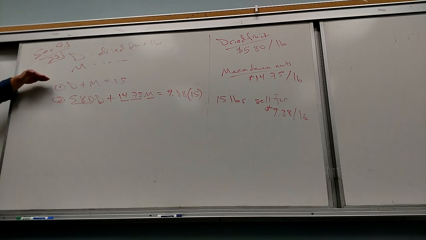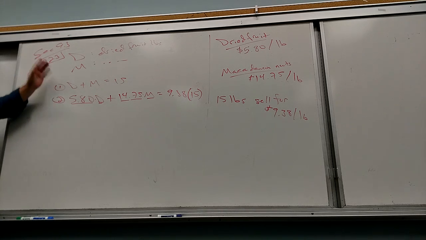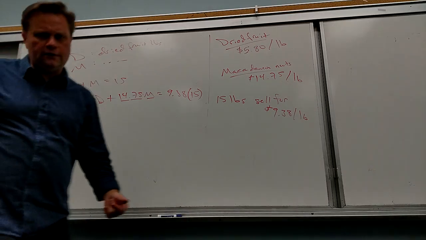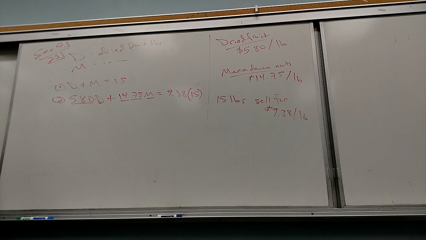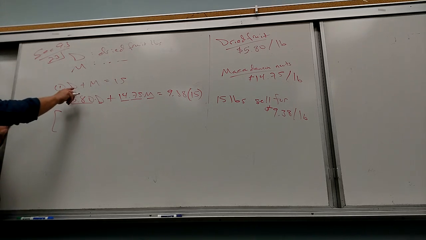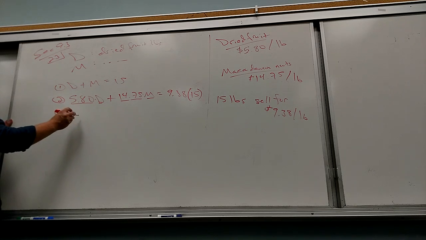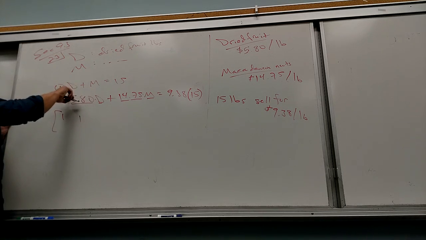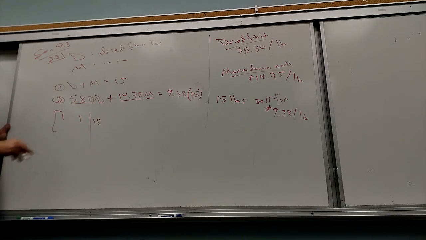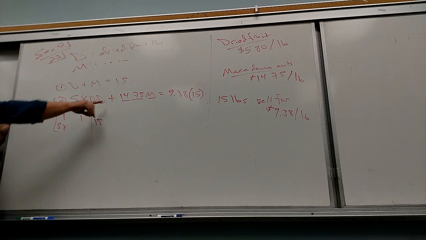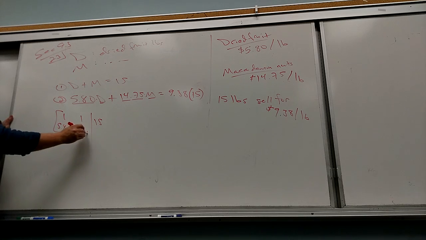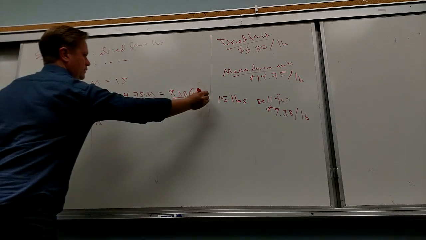All right, and then from here you can do whatever. You can do substitution, you can do elimination. This is officially the matrix section, so they really do want you to do a matrix. Have fun. What would that matrix look like? 1, 1, 15. I know you want a 0 in there. You're going to have to work for it. And then 5.8, 14.75, and then whatever that is.